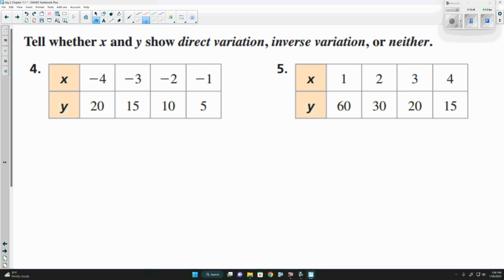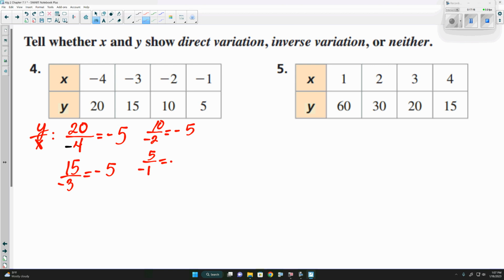So if we look at number 4, we can start off with y over x. So the first y value is 20. The first x value is negative 4. 20 divided by negative 4 is negative 5. Then we move on to the next one. 15 divided by negative 3 is negative 5. 10 divided by negative 2, negative 5. And lastly, 5 divided by negative 1 is negative 5. So this here would be a direct variation.